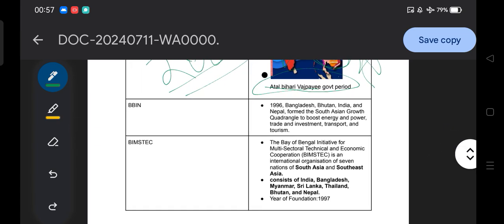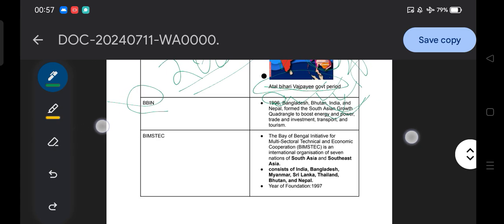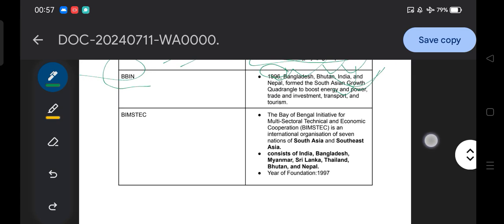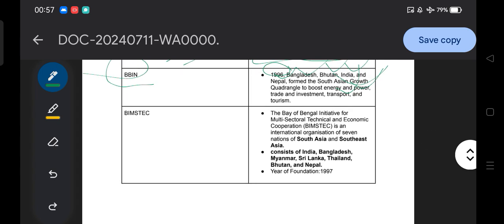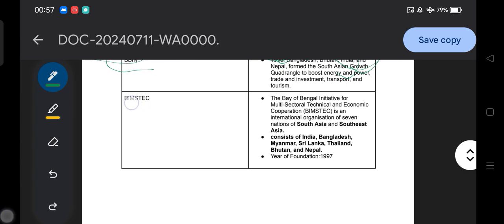Then BBIN, formed in 1996: Bangladesh, Bhutan, India, Nepal. So the BBIN formation created the South Asian Growth Quadrilateral to boost energy and power, trade and investment, transport and tourism. BBIN is also an initiative under the Neighborhood First policy.